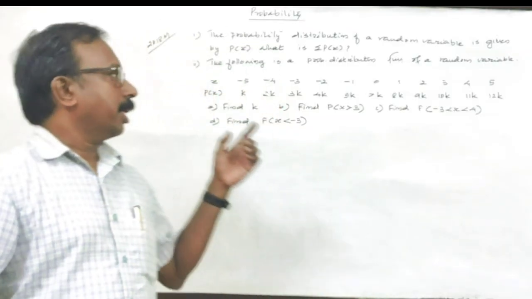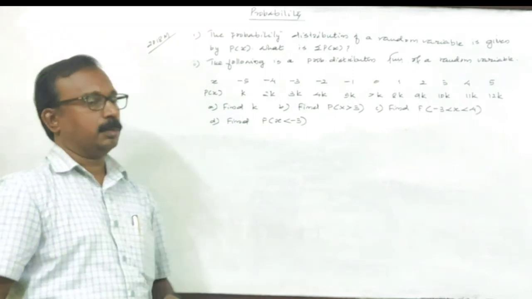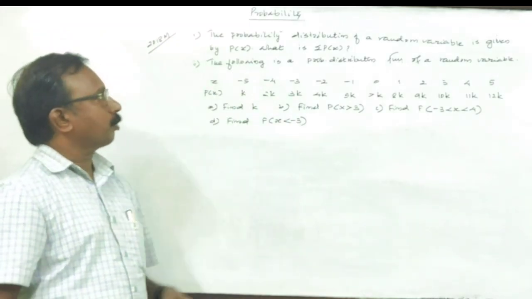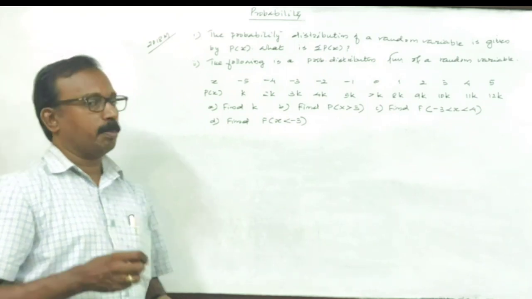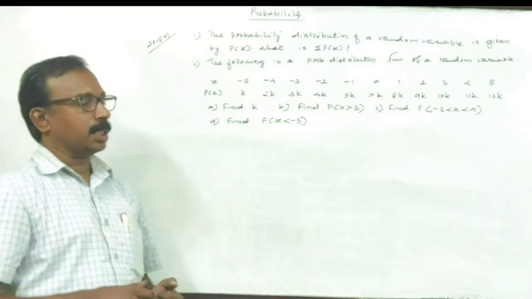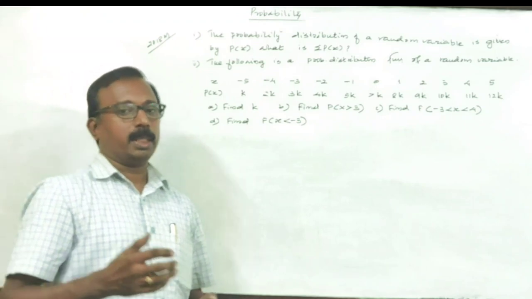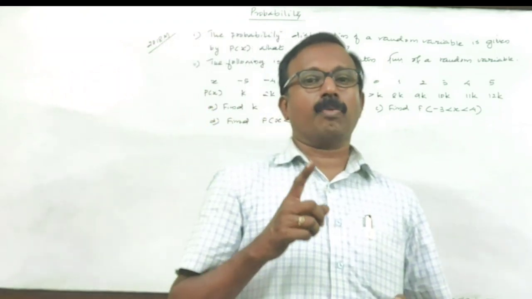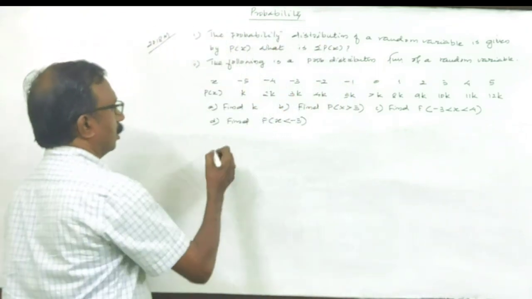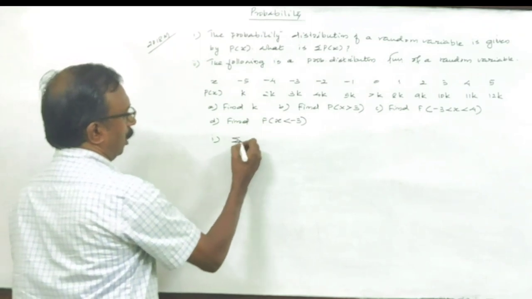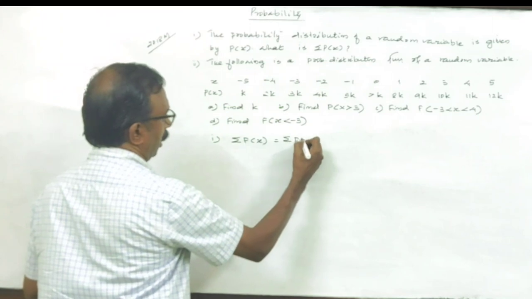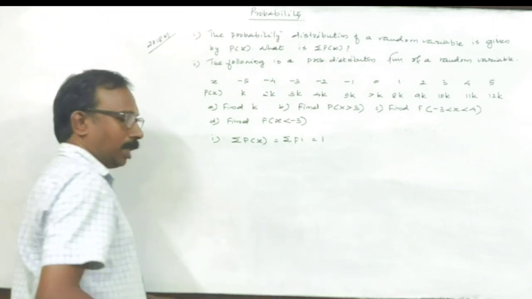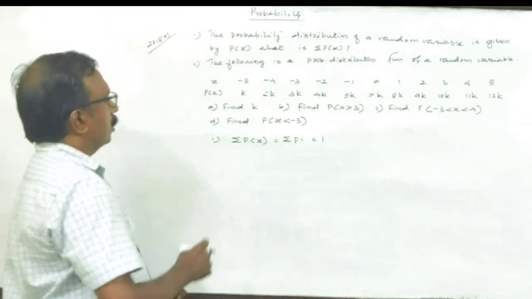In 2018 March, the first question is: the probability distribution of a random variable is given by P of X. What is sigma P of X? We know that the sum of the probabilities is 1. So the answer is 1. First question: sigma P of X is equal to sigma pi is equal to 1, isn't it? The second question.